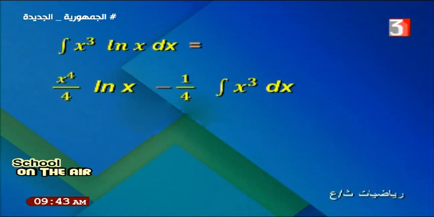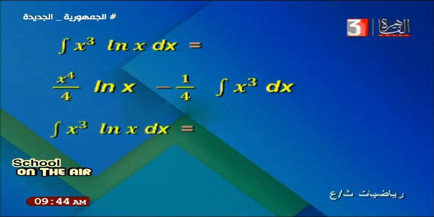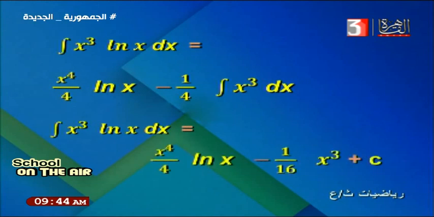Then the integration of x power 3 equals x power 4 over 4, or times 1 over 4. Then the integral of x power 3 ln x dx equals x power 4 over 4 times ln x minus 1 over 16 x power 4 plus c.